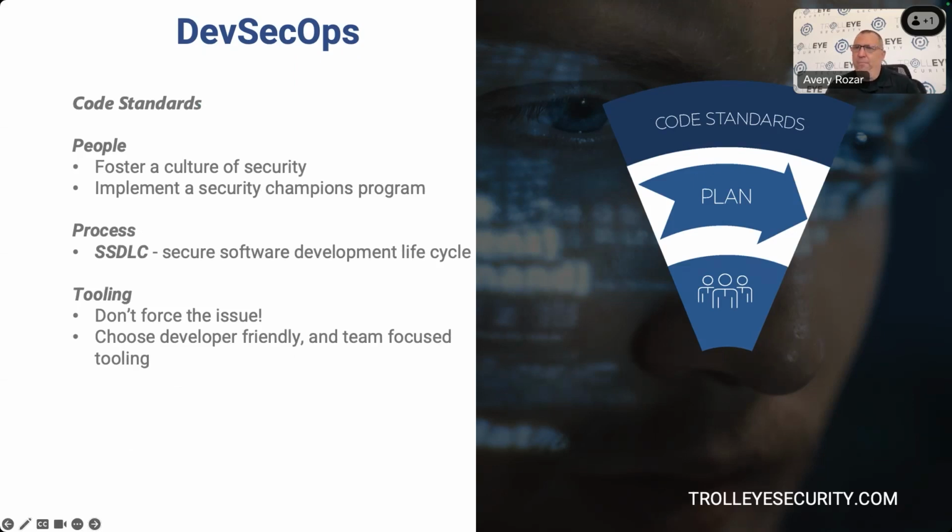Next is tooling. And I know security engineers, they love to push these tools down developers' throats. And that causes friction, right? Security teams shouldn't try to force the new tools on the development teams. Once friction is in place between development and security, it slows down the rollout of the new tools and slows down the process. So they really should be developer friendly and team focused tools, so everybody gets to play.